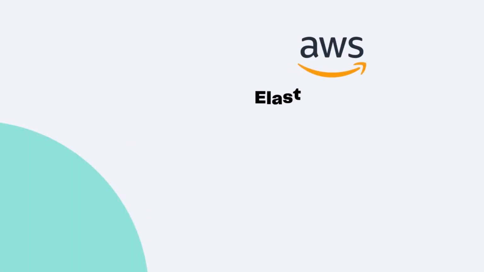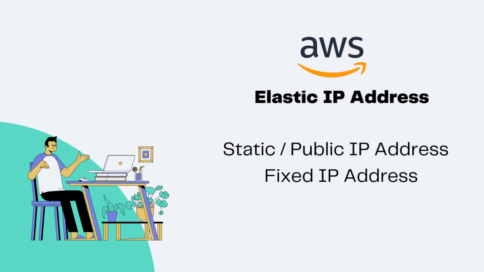Before we jump into the details, let's understand what an Elastic IP is. An Elastic IP is a kind of static, or we can say public, IP address, which is designed for dynamic cloud computing on platforms like AWS. It provides us with a fixed IP address that we can associate with our instances, even if they stop or start.